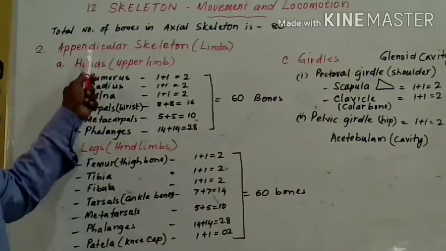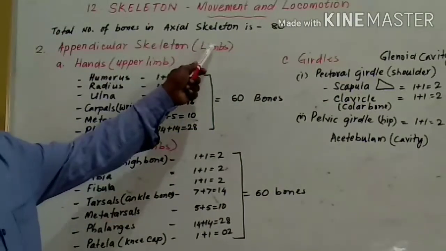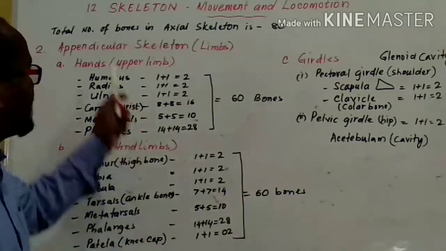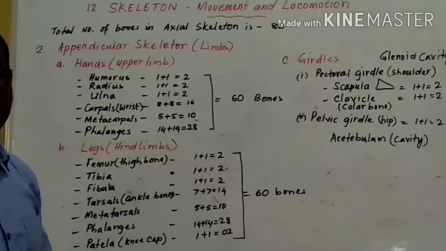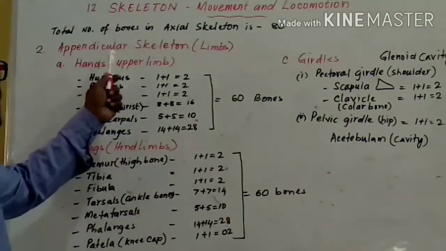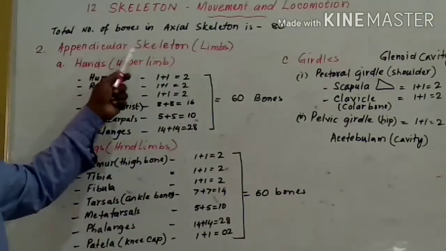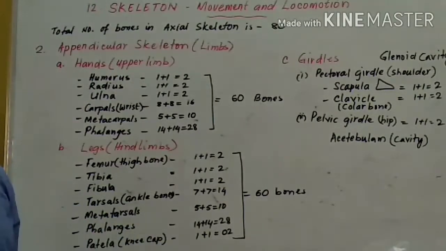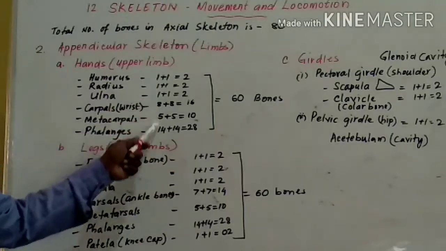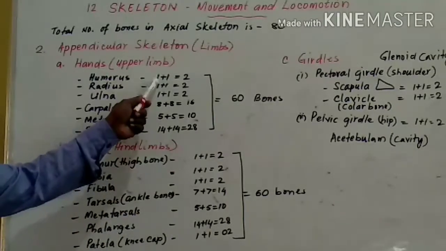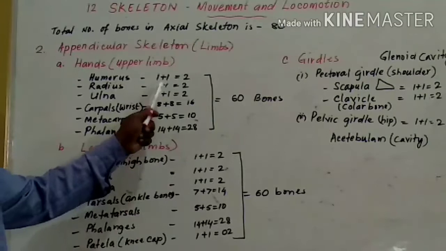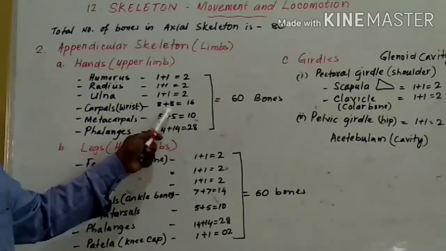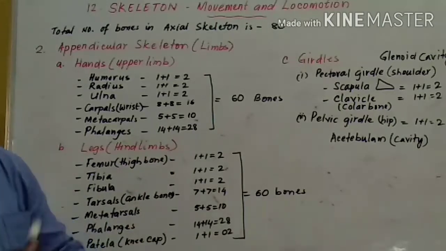Now coming to appendicular skeleton, which involves limbs, our hands and legs, our hands and feet. Let's see first one, our hand. We have two hands, so each one is double here. All right, number 1 plus 1, 1 plus 1. That means one number is added 2 times because we have two hands.